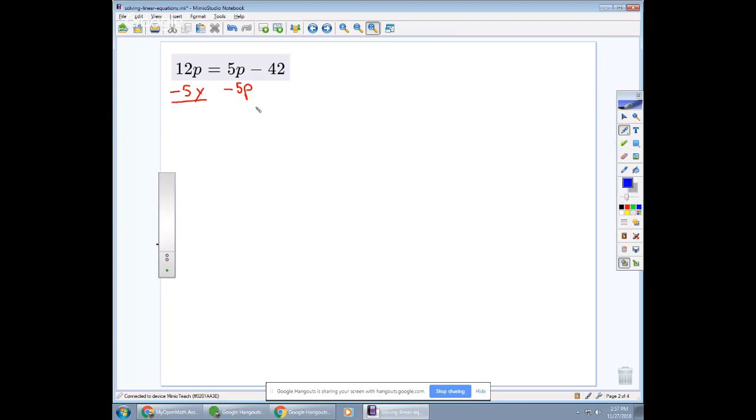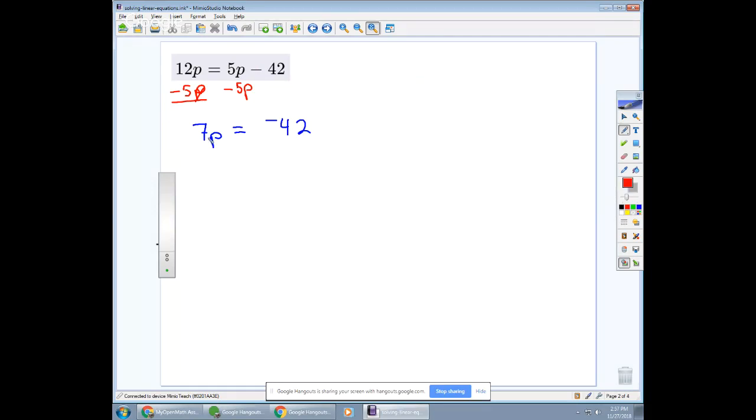So on the left, I have 12 p's minus 5 p's, and so that's going to leave me 7 p's. On the right side, 5p minus 5p is 0. 0 minus 42 is negative 42. Right? 0, take away 42, gives me a negative answer.